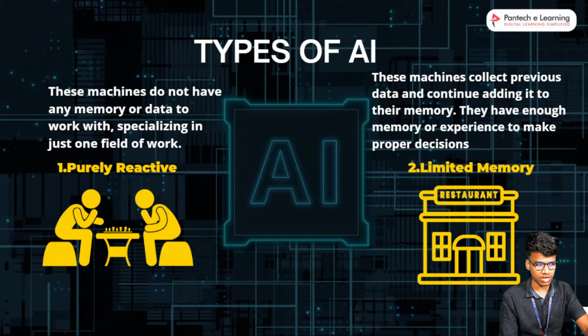Okay, I will continue. The machines do not have any memory or data to work with, and they specialize in one field of work. What is the meaning of this? It works in one particular field. For example, take a chess game or board game. In these games we play with a human as well as a computer. Human to human, we already know both have knowledge of how to play the game. But the human and the machine interaction in playing the game is different.